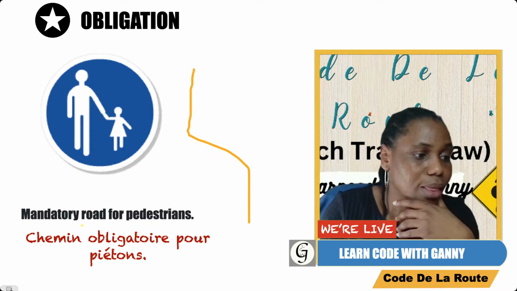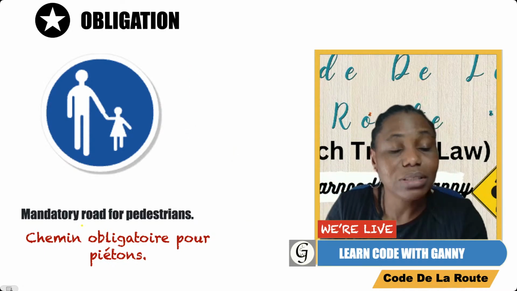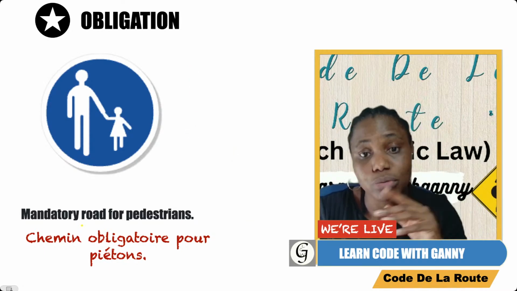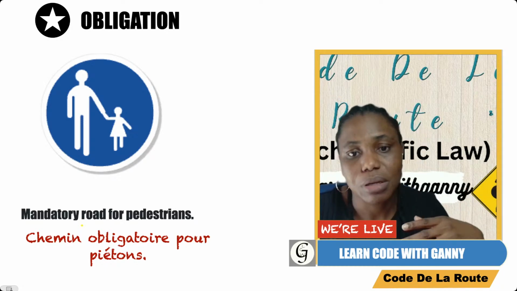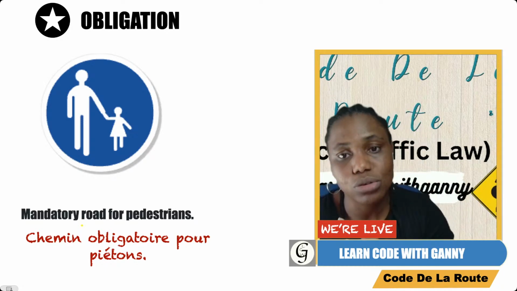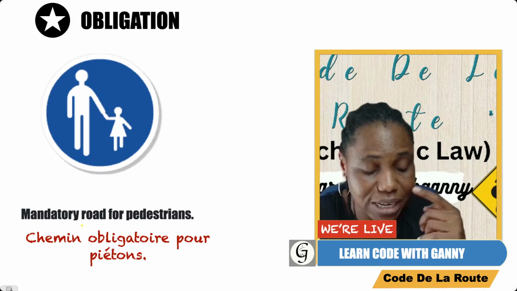Okay, when you are seeing this panel, it means other users cannot park, nor stop, nor drive on it. It's only for the pedestrian, people crossing the road. Pedestrians are people that are walking.